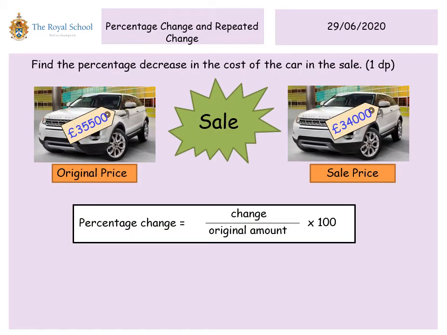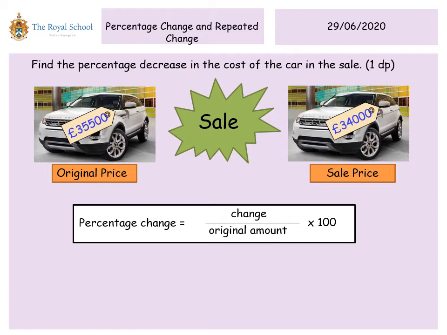So now we're going to look at finding the percentage decrease in the cost of the car in this sale, and it's got 1 dp in brackets after there, so we only want our answer to 1 decimal place. So we can see that the original price of the car was £35,500, and in the sale it's gone down to £34,000.